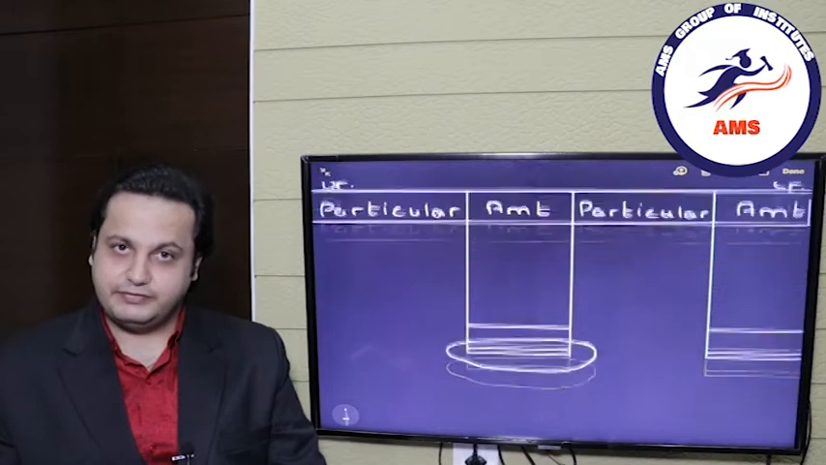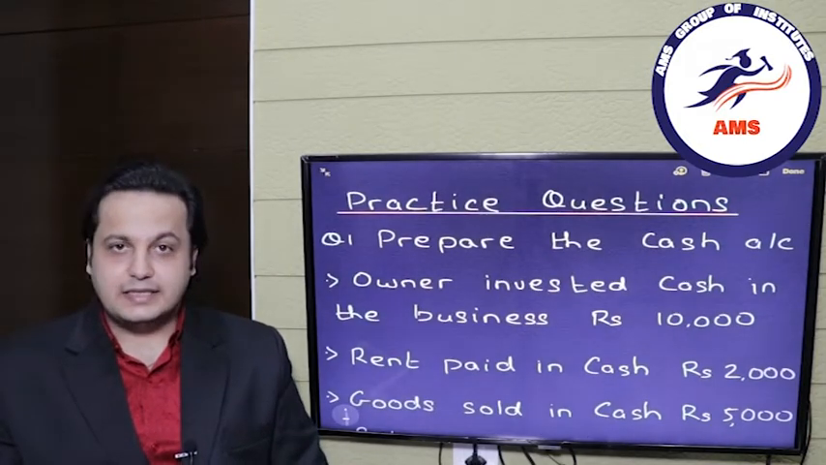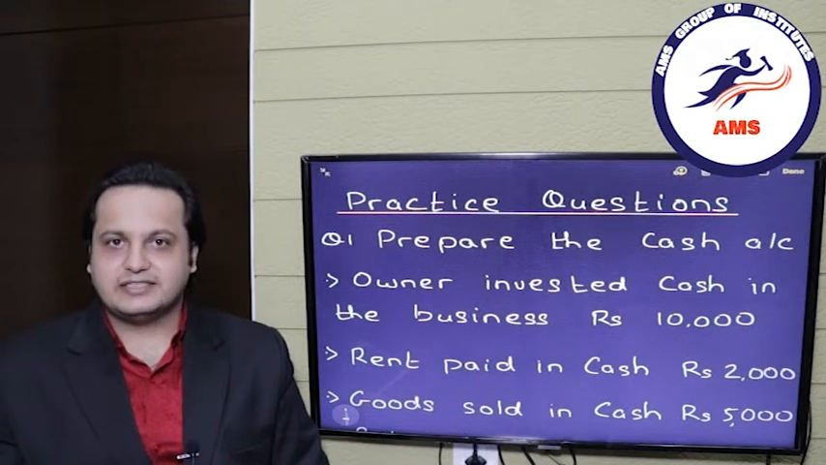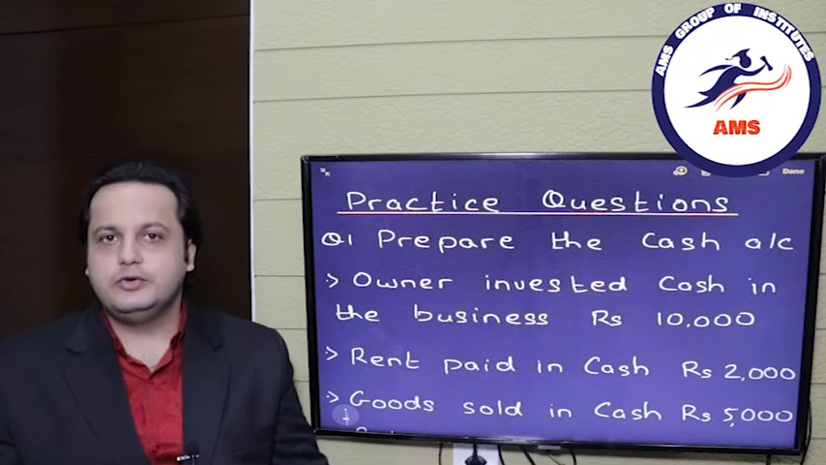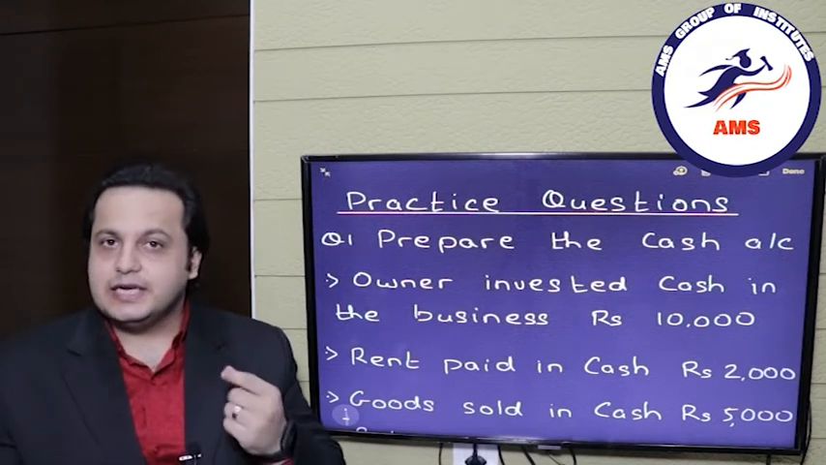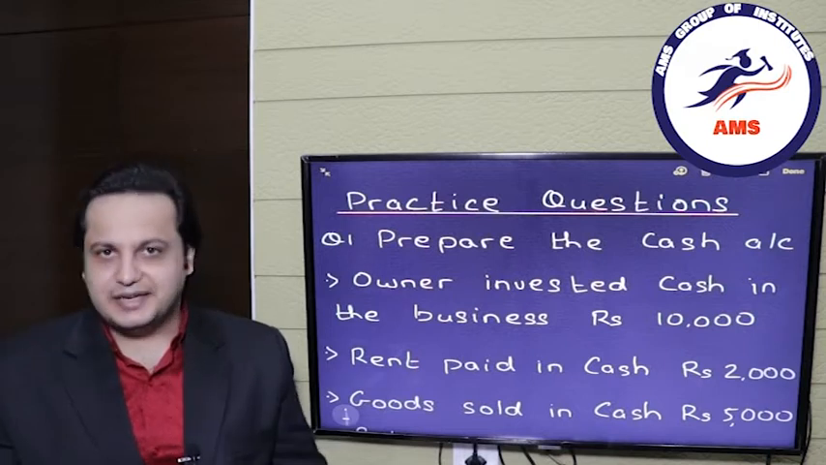So let's move forward with a few questions. Practice question 1. In this we will have to prepare a cash account. We have been given certain transactions. So what we will do, we will quickly convert them into a journal entry mentally and then we will put this into the ledger accounts.